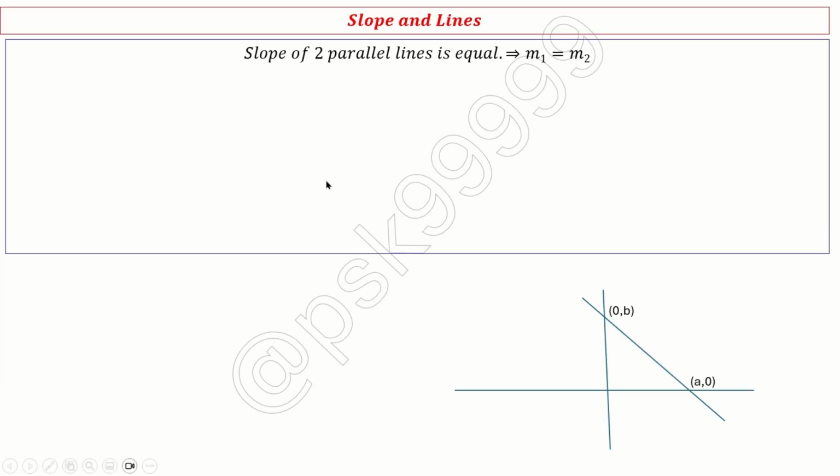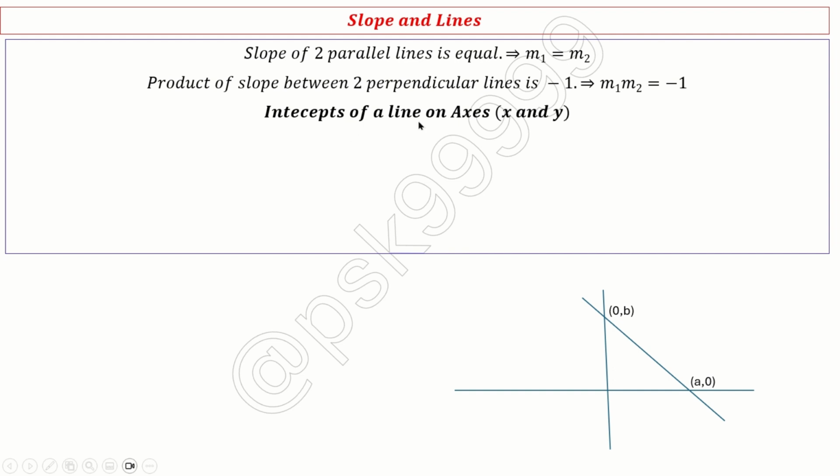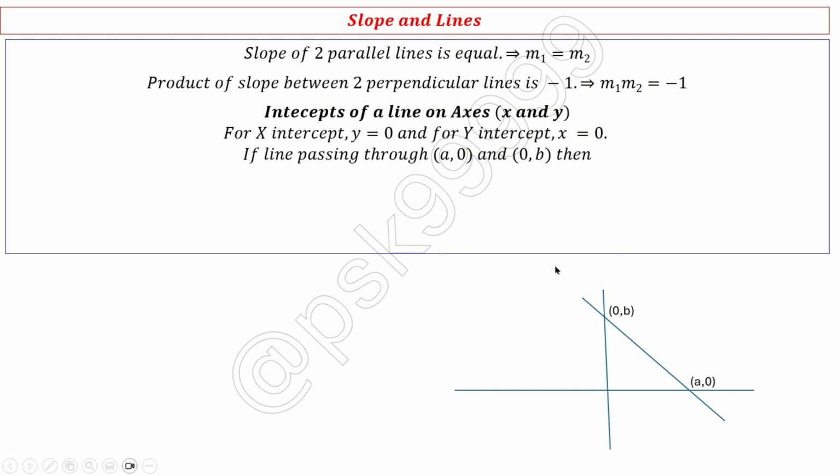Slope and line. The slopes of two parallel lines are equal, which means m1 equals m2. The product of slopes of two perpendicular lines is minus 1. We just learned m1 into m2 equals minus 1. Intercept of a line on an axis: what is the intercept? If I draw a line like this, on the x-axis it cuts at a comma 0, and on the y-axis it cuts at 0 comma b. So a is called the x-intercept, and b is called the y-intercept. For the x-intercept you have y equal to 0, and for the y-intercept you have x equal to 0. That means this line passes through the points a comma 0 and 0 comma b.